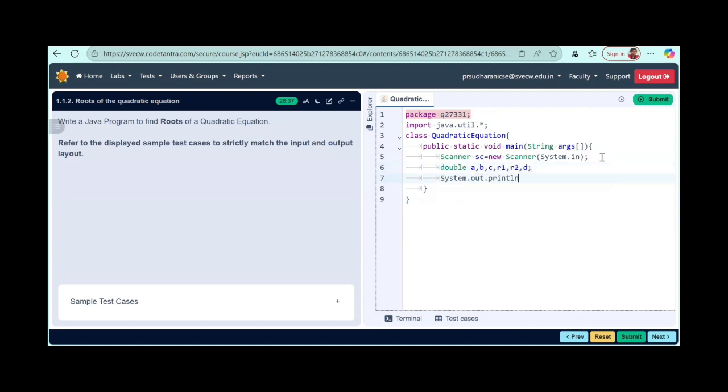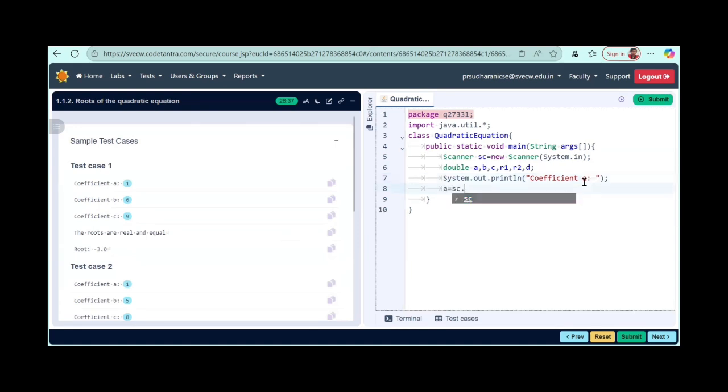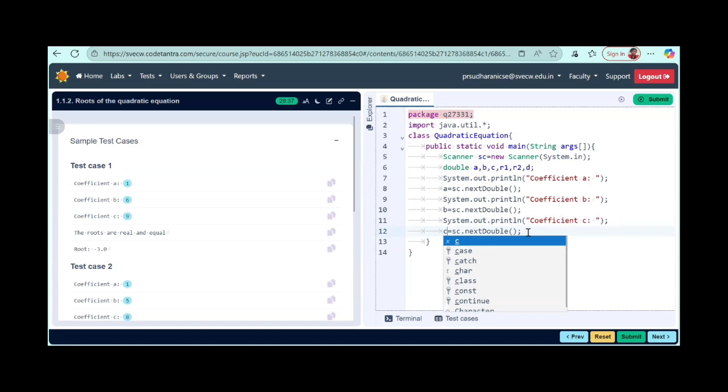One thing we must keep in mind is that a must never be 0. Why must a not be 0? If a is equal to 0, then the equation becomes bx plus c equal to 0, which is not a quadratic equation anymore. It becomes a linear equation. And also when we divide by 2a, x becomes undefined. So a must always be not equal to 0. That's what we have handled in the program.